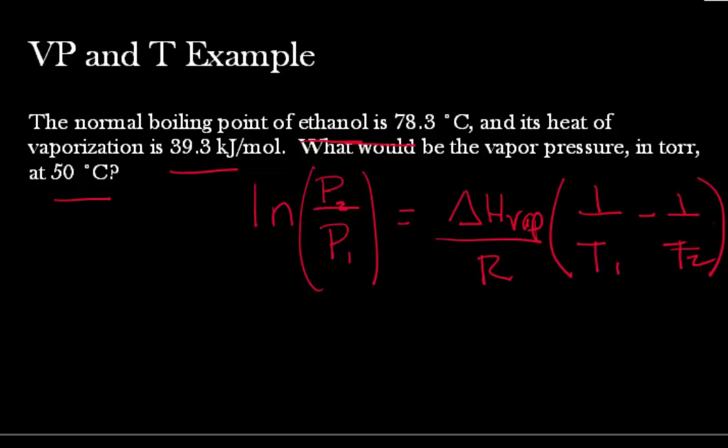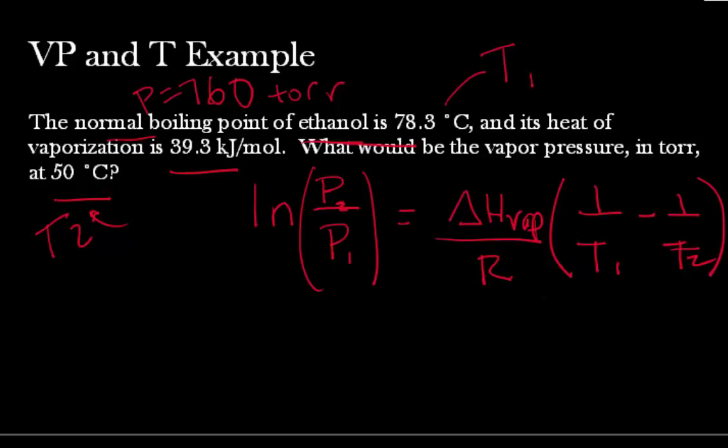And what we're given here is the normal boiling point, which is 78 degrees Celsius. So we'll let that be our temperature 1. The normal boiling point means that the pressure there is equal to 760, because normal is at normal atmospheric pressure. So we'll call that 760 torr. And the heat of vaporization, of course, is given right here, 39.3. Our T2 is going to be the 50 degrees Celsius, and we're looking for the P2.